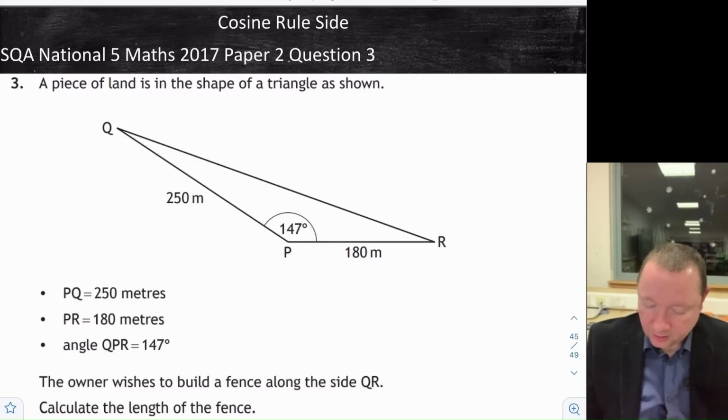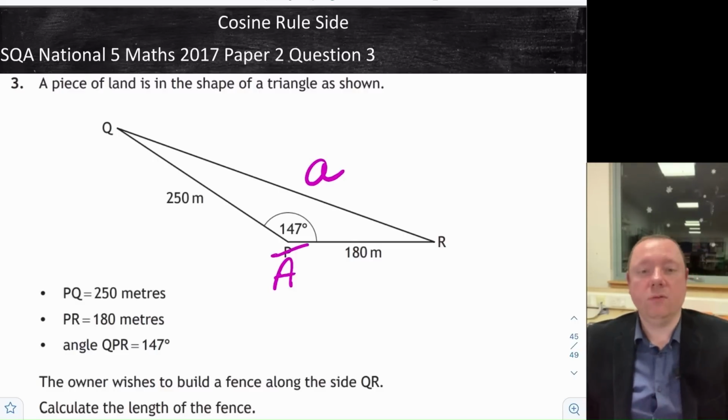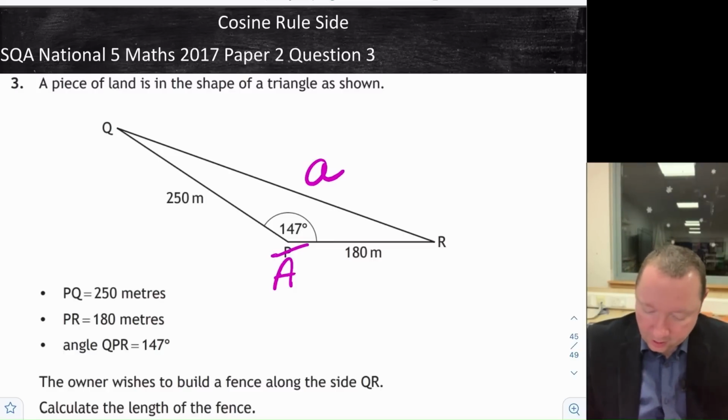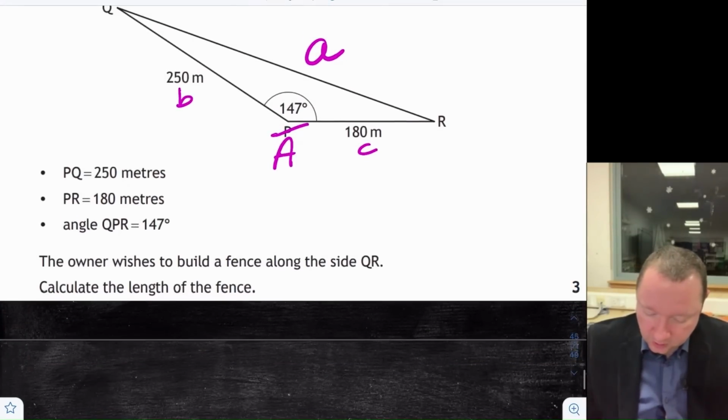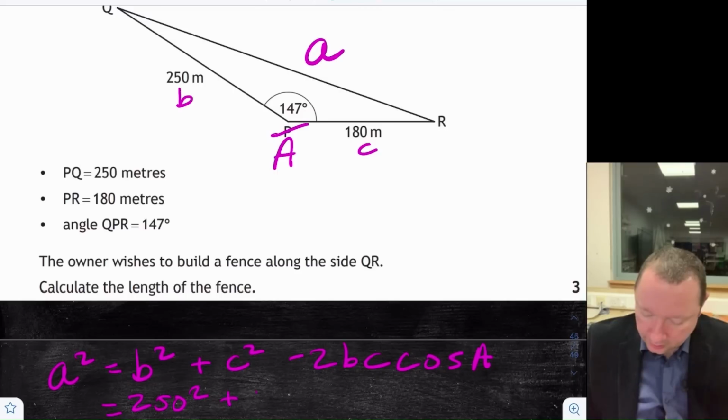So I'm going to label this side my a. We could even call that angle A if you want, just for the sake of it. And then that would be my side b and that would be my side c. Doesn't really matter which is which. So we write down the cosine rule from the start of the exam paper. We'll always go back and check it. b squared plus c squared minus 2bc cos A. Substituting in: 250 squared plus 180 squared minus 2 times 250 times 180 times the cos of 147 degrees.